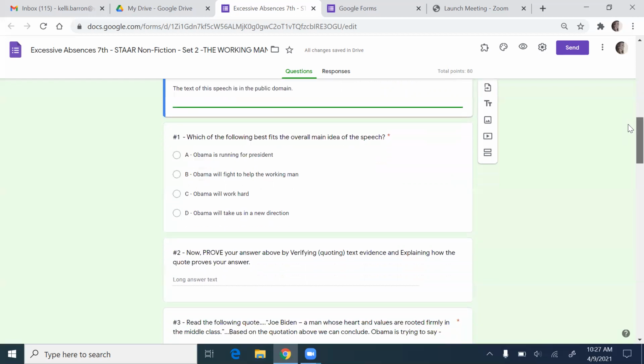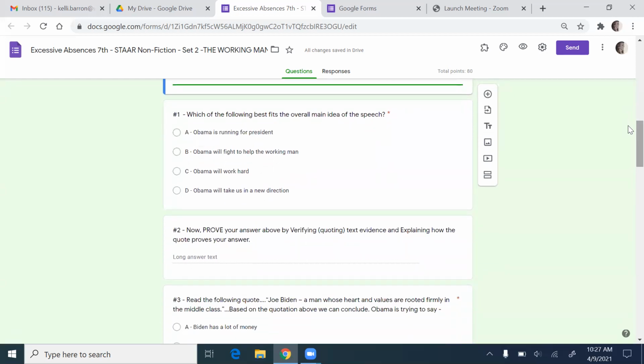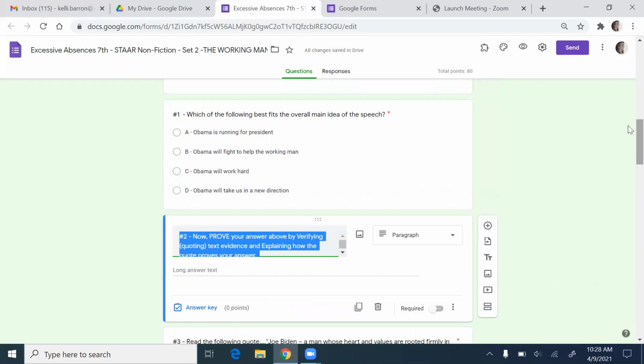Once they've picked that, they're going to come down here and they're going to prove their answer. So here we want them actually typing a sentence that proves their answer by verifying, quoting text evidence, and explaining how the quote proves. So when we ask for the verify, that's the V in PROVE, and the E, explain. So verify is an actual quote, and then explain is using their own words.